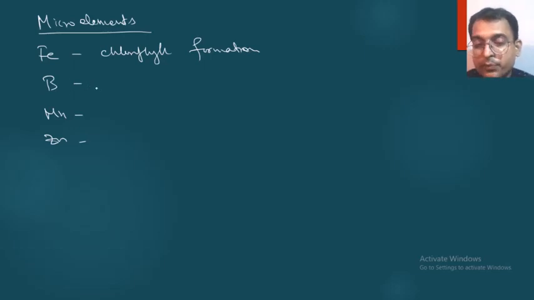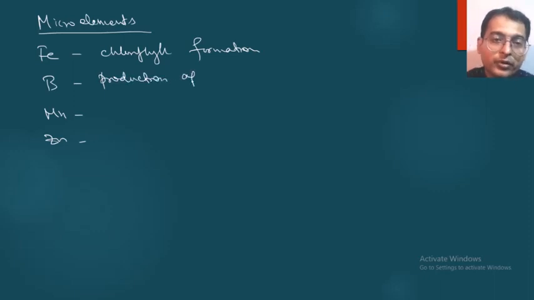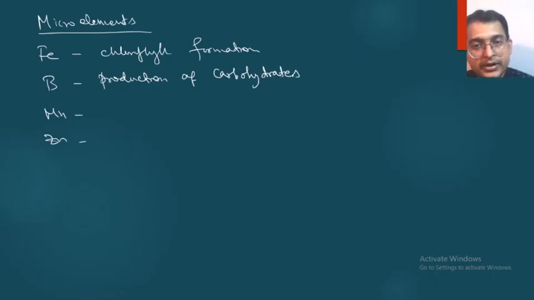Boron is for the production of carbohydrates in plants. The seeds, for example rice, wheat, maize, all of these have starch, right? So we consume that starch. The production of this starch, which is a carbohydrate, requires boron.